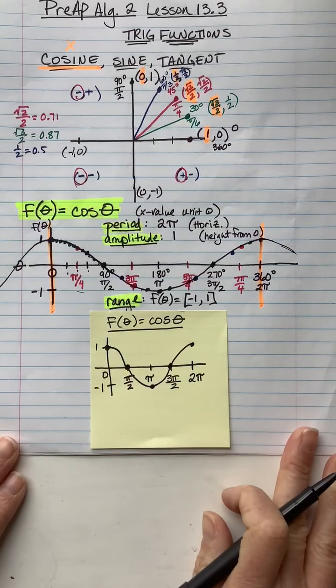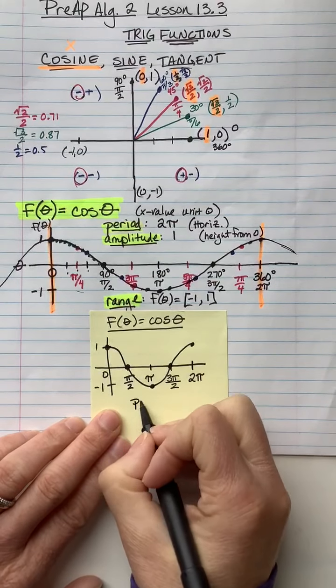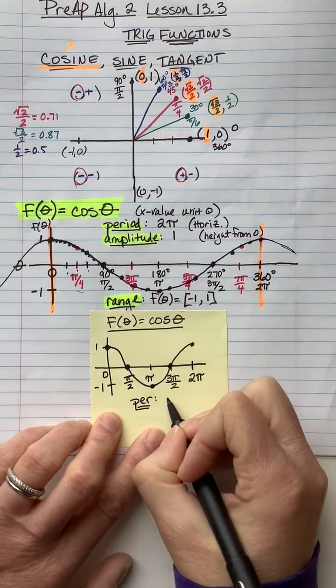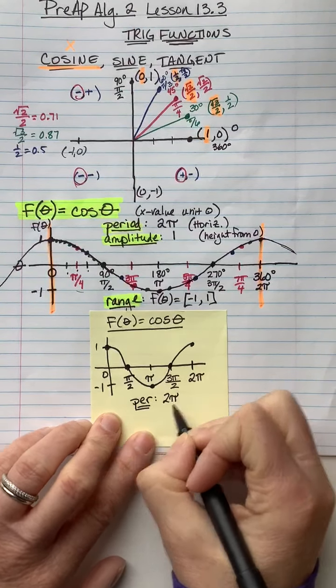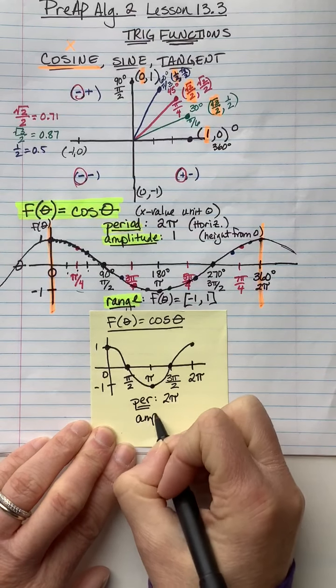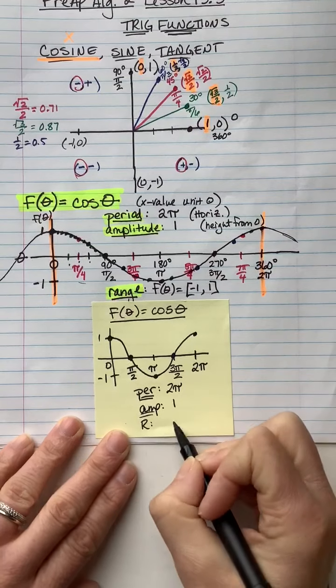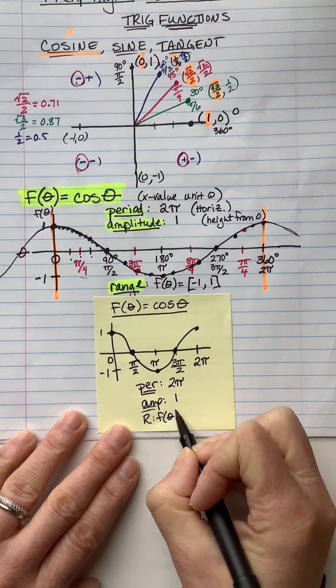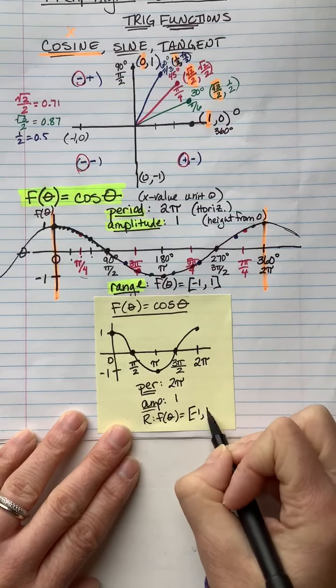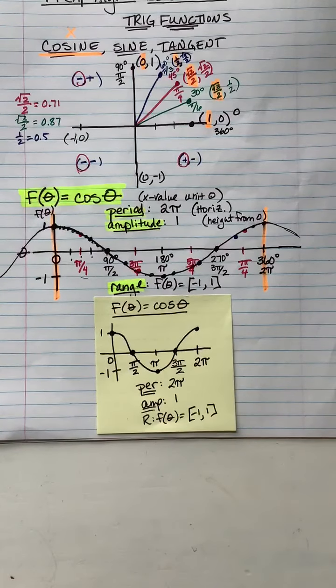All right, so there's my cheat sheet. The period for the mama is going to be 2 pi. The amplitude for the mama is 1. And my range is going to be my outputs travel from -1 to 1 inclusively.